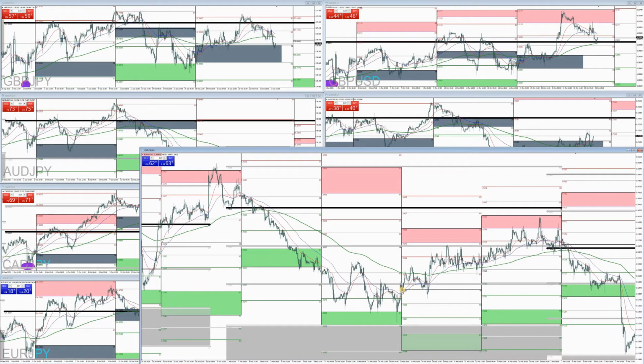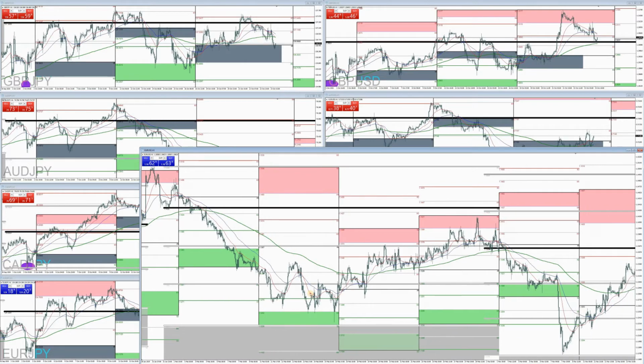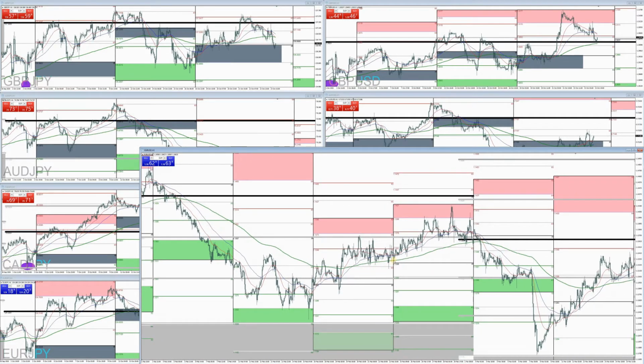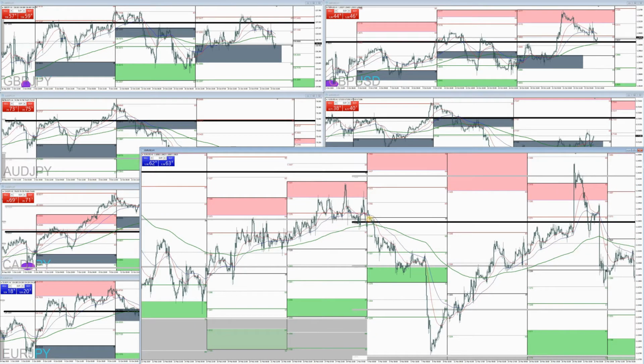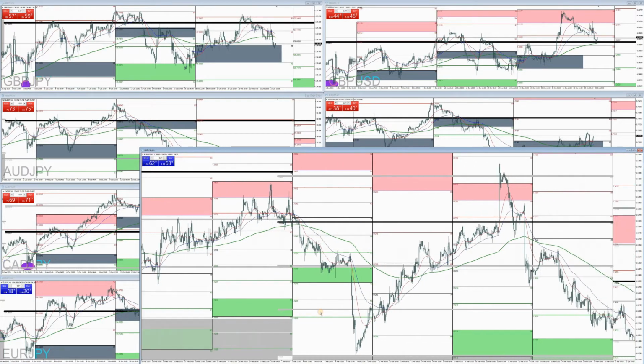Alright, next week, open up at central pivot. Doesn't count. Next week, opened up at central pivot. Doesn't count. Next week, opened up at no man's land. Next week, opens up too high.